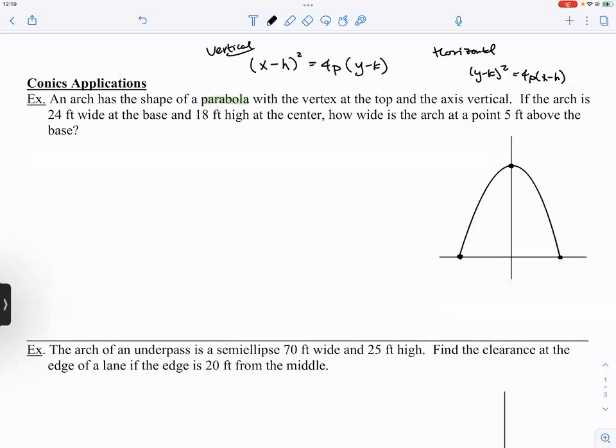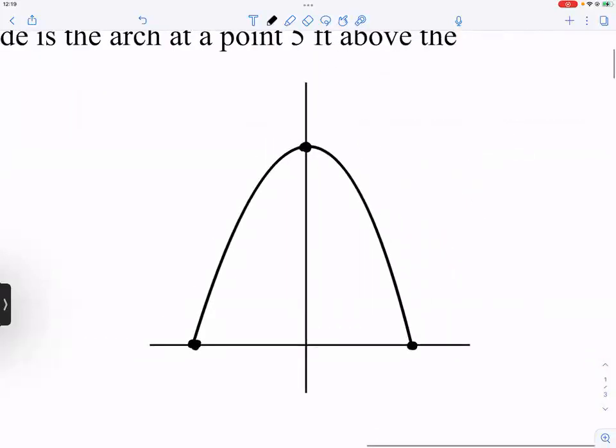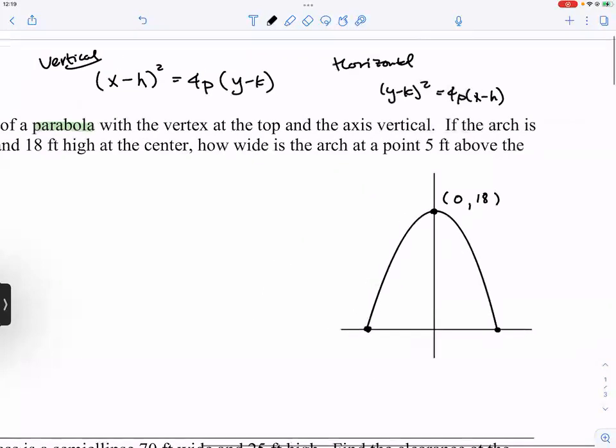So what would be the coordinate of the top point? Based on the question, it should be 0, 18. Very good, because it's the highest point. And that's a vertex. And that's good information because we can use it to write our parabola equation.